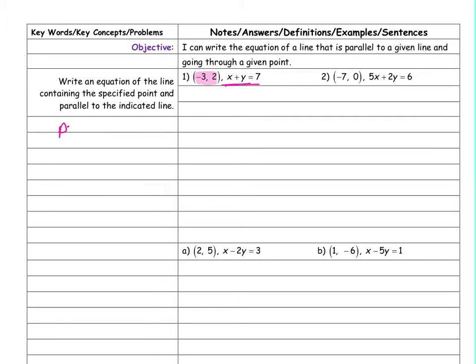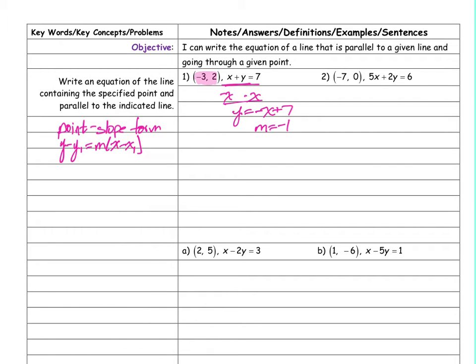So I'm going to use point-slope form, which says, no parenthesis, it just says y minus y1 equals m times x minus x1. Okay, we did that last class. So first I need to find the slope of my equation, which means I need to solve for y first. So if I subtract x from both sides, I get y equals negative x plus 7. So the slope that I have to use equals negative 1.